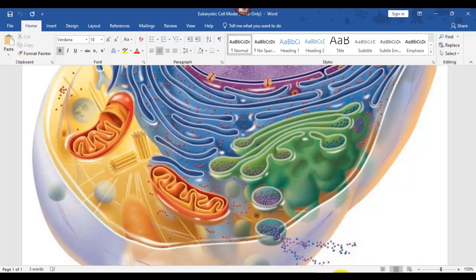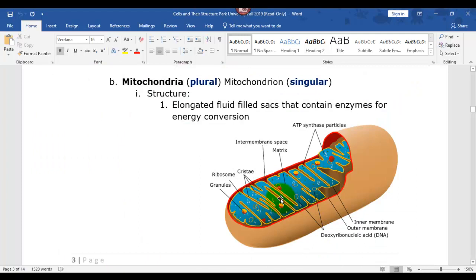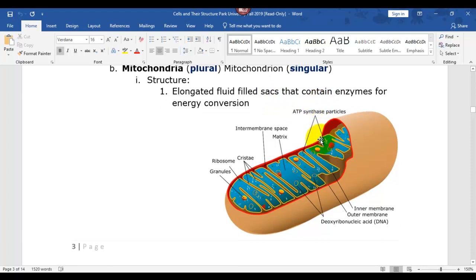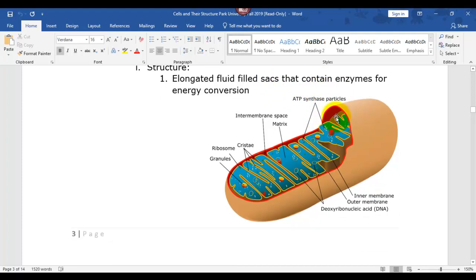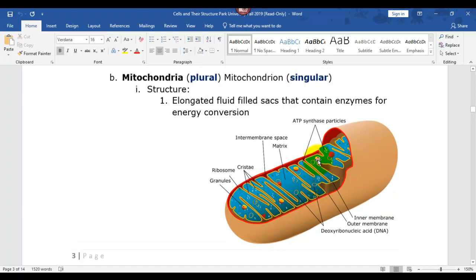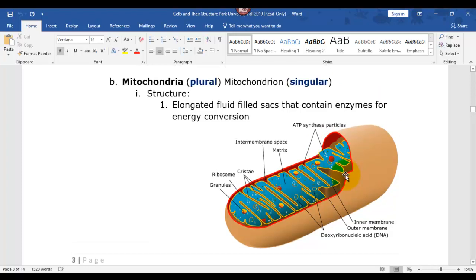So mitochondria, 7th grade definition, they are called the powerhouse of a cell. So elongated fluid-filled sacs that have enzymes for energy conversion. And we did that last week. It's when we talked about the Krebs cycle, the electron transport chain. Mitochondria take oxygen from the atmosphere and convert food energy into ATP.